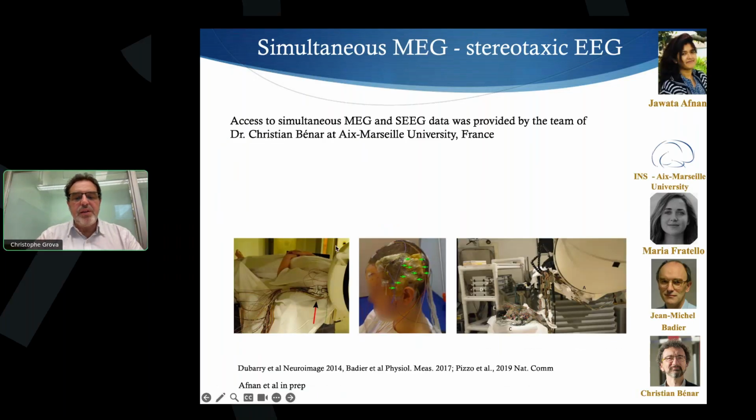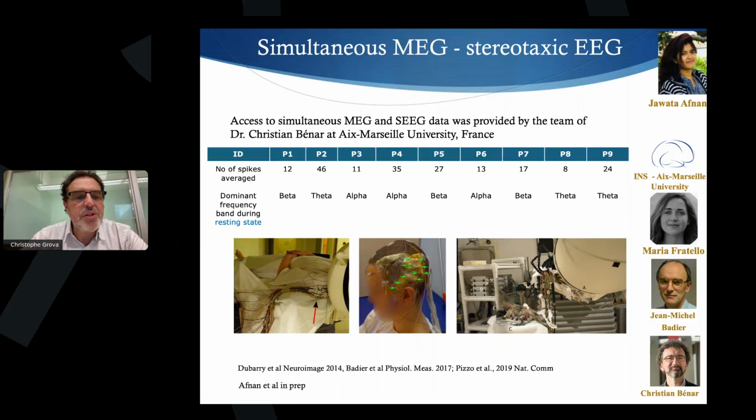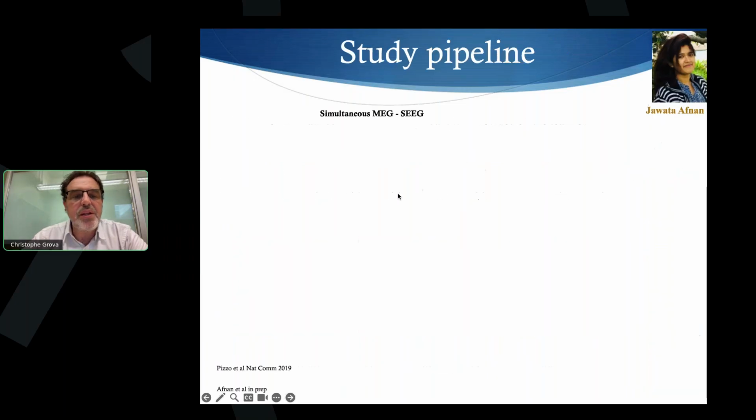So we initiated this nice collaboration with the team of Christian Bénard and Jean-Michel Badier in Marseille, and Jawata did all this work with Maria Fratello. A few years ago, they published some seminal studies of their ability to record a patient with intracranial EEG data directly inside the MEG. Here we selected 9 patients. We selected some spikes, but we also selected some ongoing resting state activity, and we reported what the main band was during those.